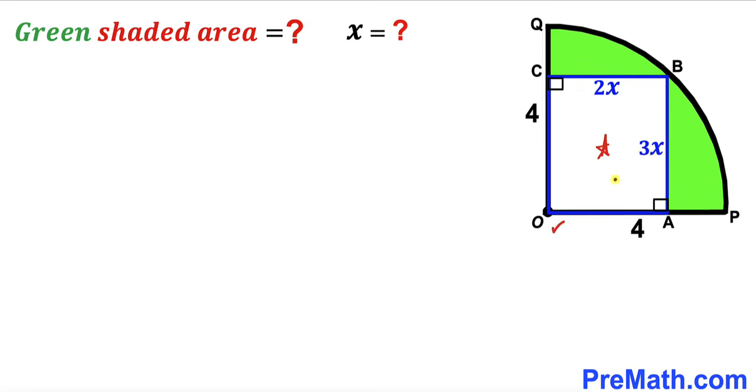Welcome to PreMath. In this video, we have this blue rectangle OABC fully inscribed in a quarter circle with center O, as you can see in this diagram, such that the side lengths of this blue rectangle are 2x and 3x respectively. Moreover, the radius of this quarter circle is 4 units. Our task is to find the value of x first before we could calculate the area of this green shaded region.